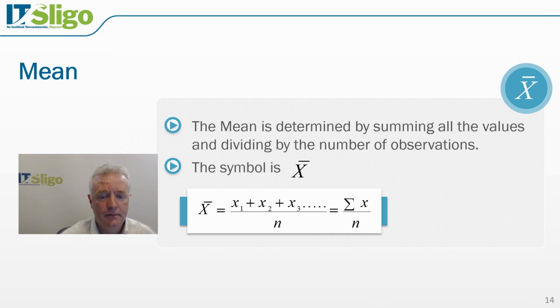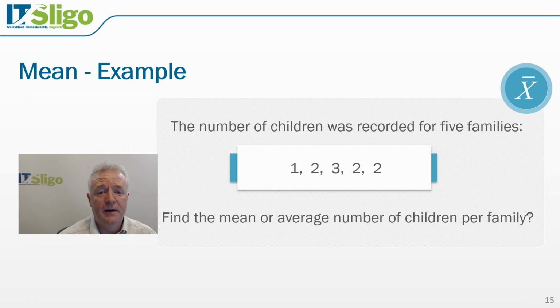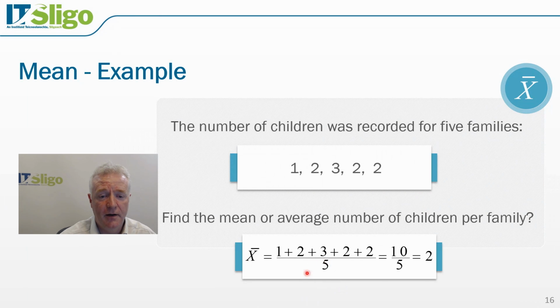Let's take an example. The number of children was recorded for 5 families and we have the data presented to us here. One family had 1 child, another family had 2 children, a third family had 3 children, a fourth family had 2 children, and a fifth family had 2 children. To find the average number of children per family, we add these up and we divide by 5 because there are 5 families, and we get the average of 2. So on average there are 2 children per family.